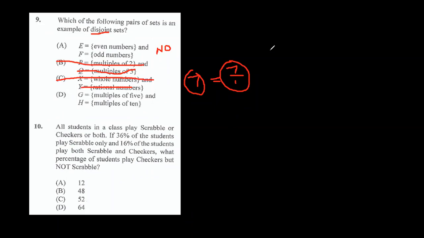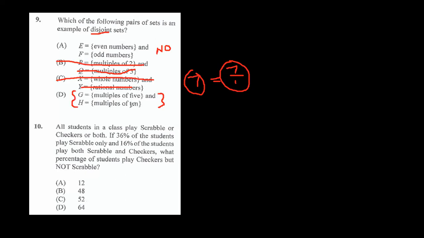What about part D? Multiples of 5 and multiples of 10. Are you all feeling the multiples of 5 and 10? Yeah, right? They can't be disjoint. Remember your 5 times tables. Remember your 10 times tables.